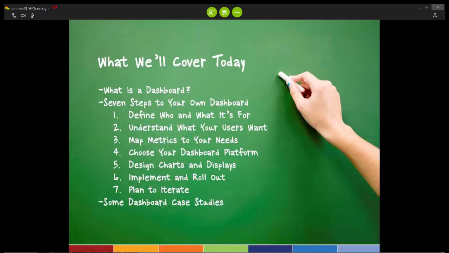So we're going to start by just kind of talking a little bit about what a dashboard is, and then we're going to walk through a process for understanding kind of what it means to you. Dashboards is one of those interesting words that often people feel like they know exactly what it is, and everybody has their own definition. So we'll talk through defining what it is for your organization, what people want, creating the metrics, figuring out what the metrics are, which is probably the most complicated part of a dashboard, choosing your platform, charts and displays, implementing and rolling out, and iterating, which becomes a really important aspect, even more important than usual in a technology project. And then we'll turn specifically and look at three or four legal aid case studies. So what folks in the legal aid world are doing with case studies.